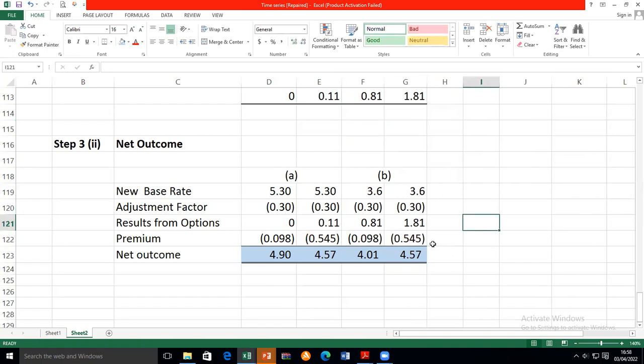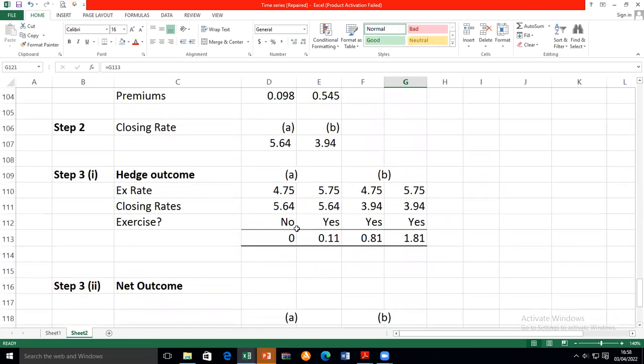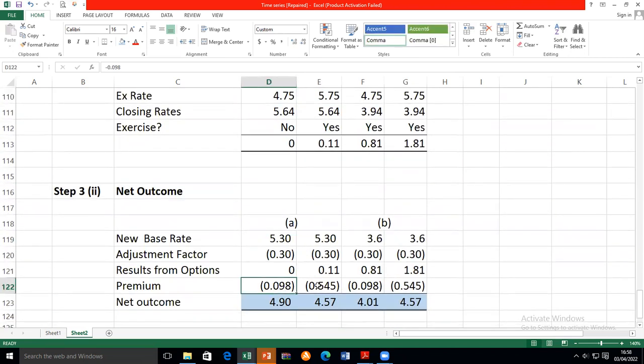Here are your answers now. So these are the answers. The new base rate, the adjustment factor, the results from using the options. These are the results where we're making profits. So because the interest received, you add this. Then you subtract the premiums for, if you hedge at that rate and that rate, these are your premiums, that one and that one. So this is the outcome in terms of percentages using the traded option.